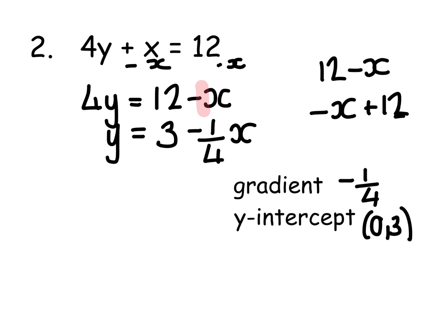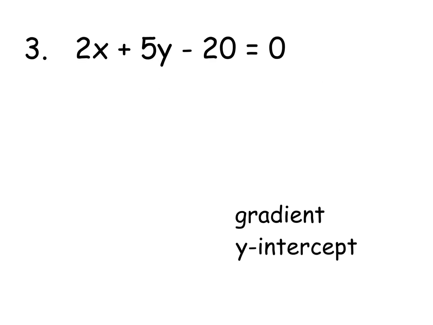As I said, if you want, you could write that as -x plus 12, and then that would become y equals -1/4 x plus 3. It's kind of up to you which one you do. Obviously the one on the right is the actual layout of y equals mx plus c, but we should be able to look at this style and still recognise m is what's in front of the x. Let's look at a third one.